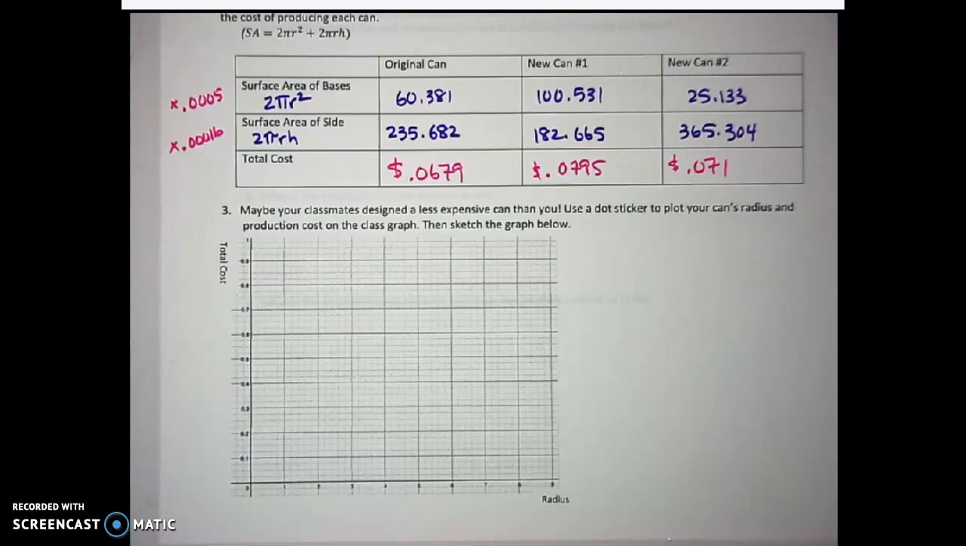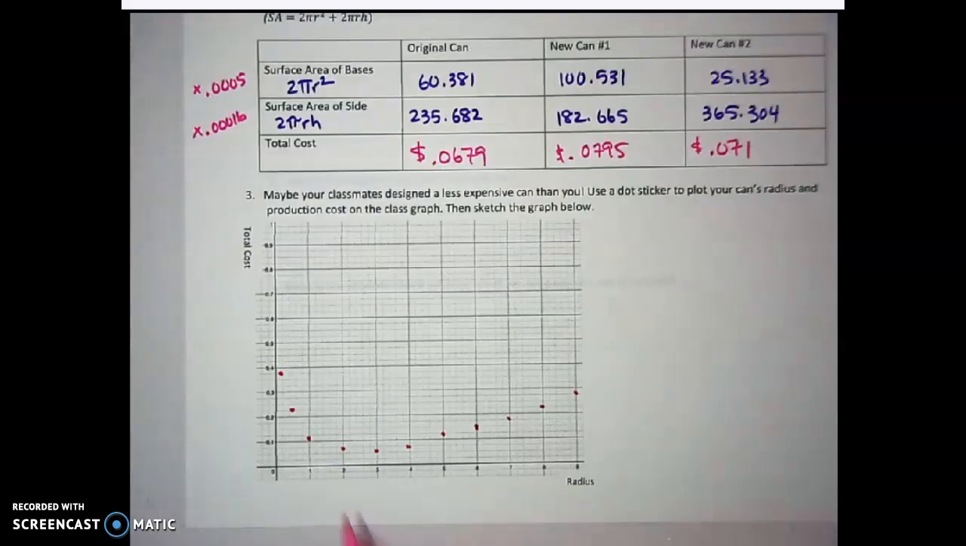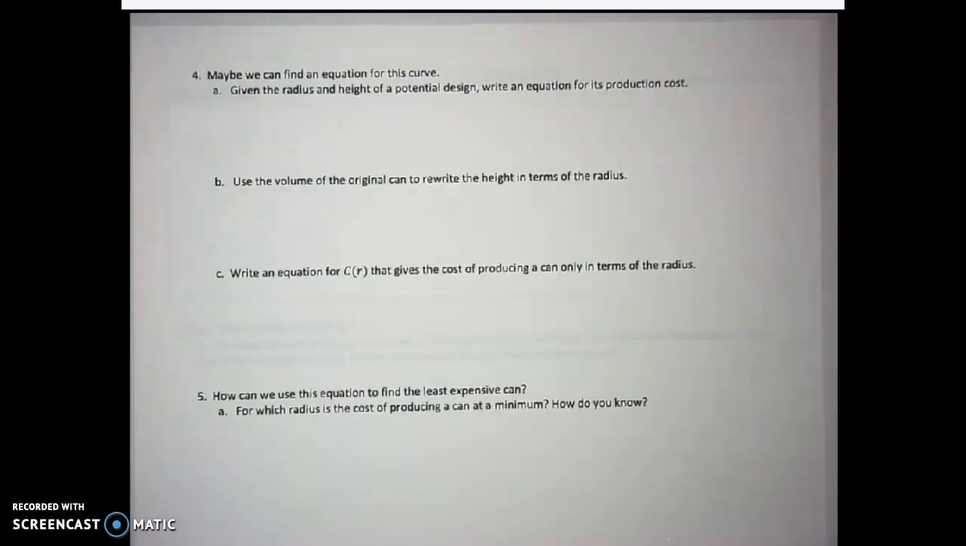Again, if we were in class, I would have everybody go up and plot their cost with respect to the radius on this graph. So I'm going to plot some of these, and then you can pause the video and copy down where my dots are. From this graph, we can see that if the radius is too small, it gets super expensive, and if we make our radius too big, then the cost increases as well. That curve we just drew is relating the radius to the cost.